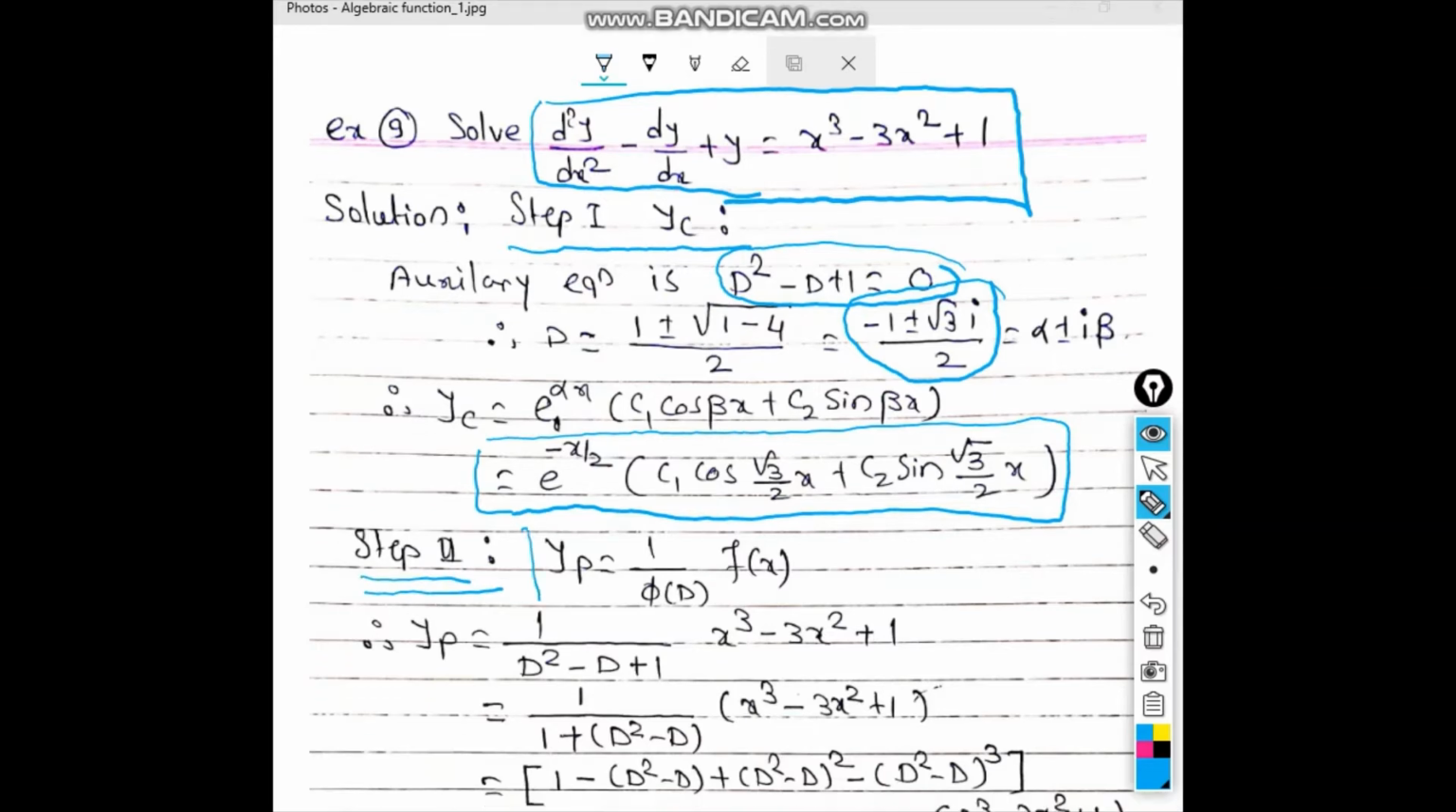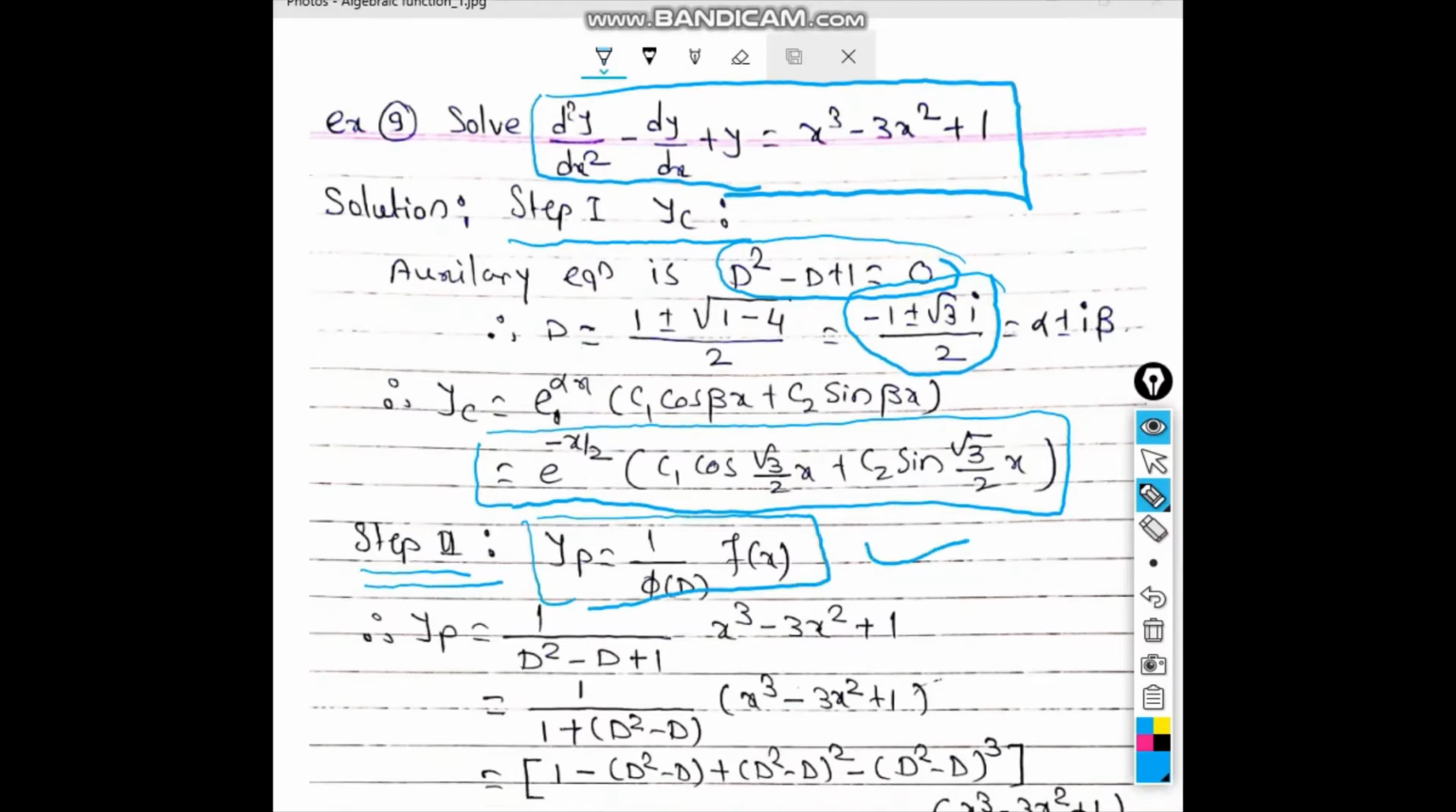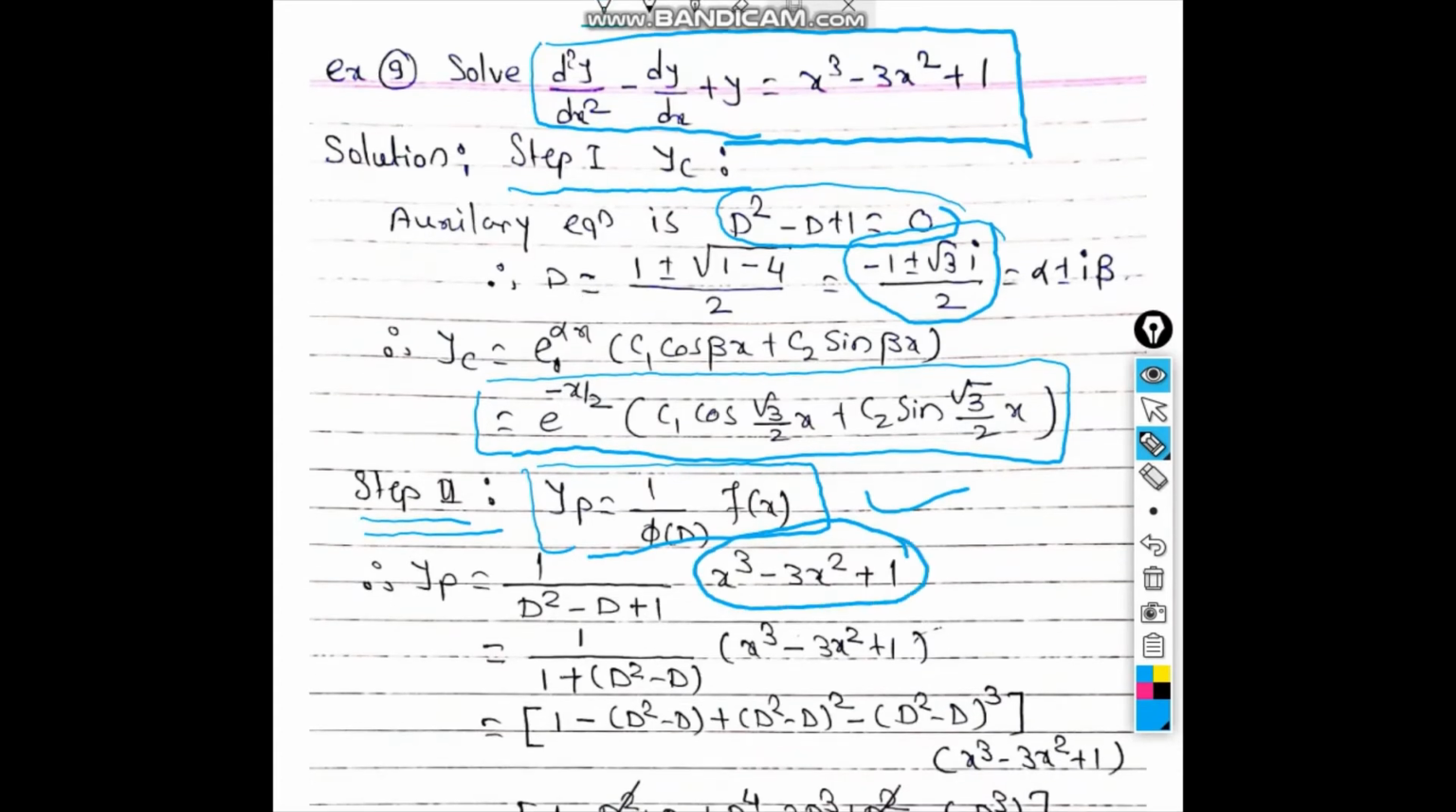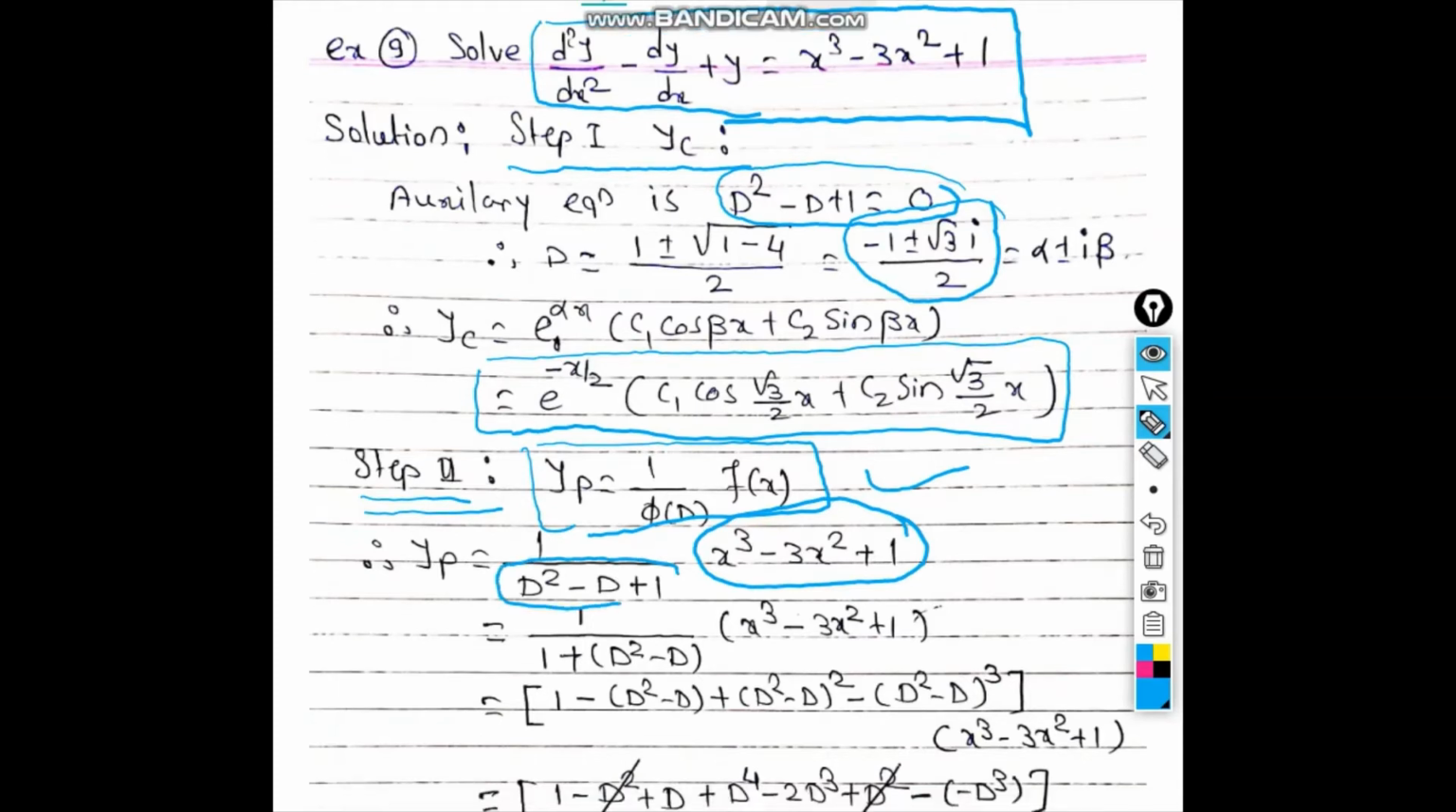Step 2 is important. Step 2 is yp. This is the standard formula: 1 upon f(d) of f(x). In this case, our f(x) is an algebraic function, x cube minus 3x square plus 1, and the function of d is d square minus d plus 1. The method for an algebraic function is that we have to take the lowest degree term. If you observe, d square has degree 2, minus d has degree 1, and 1 is a constant term which has the lowest degree, 0.